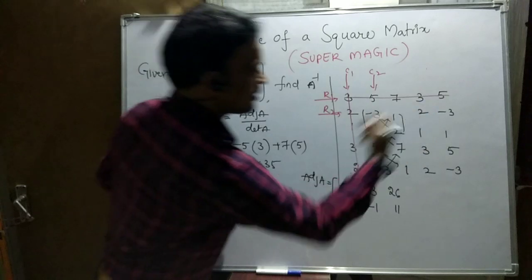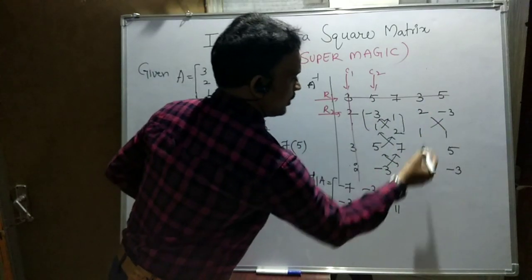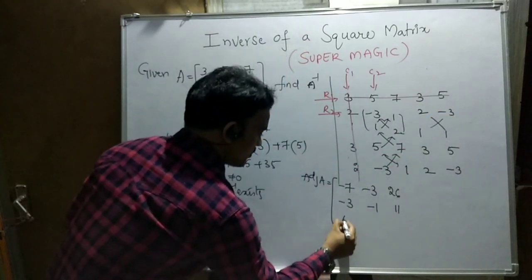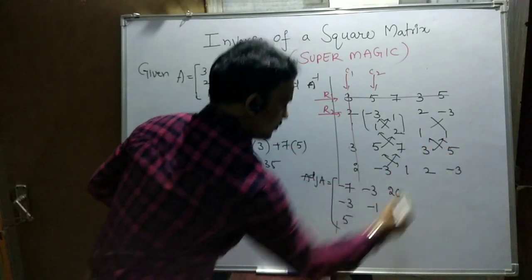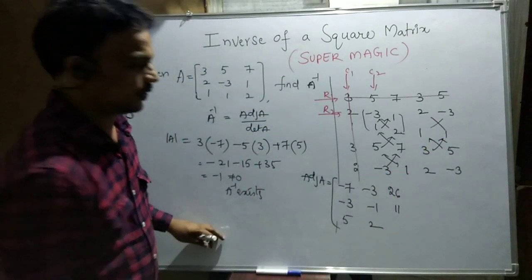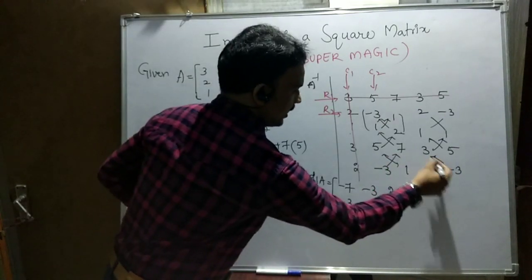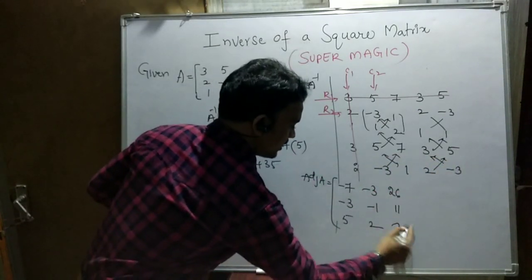Coming to the last, here these two: 2 plus 3, which is 5. Next, 5 minus 3, which is 2. And minus 9 minus 10, minus 19.